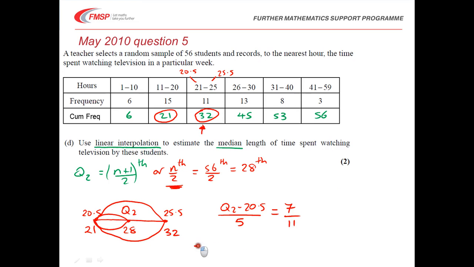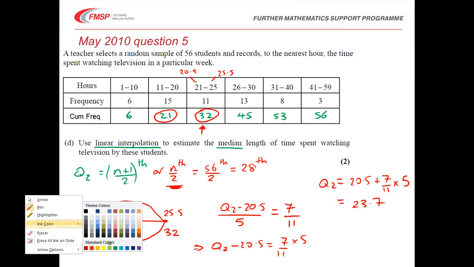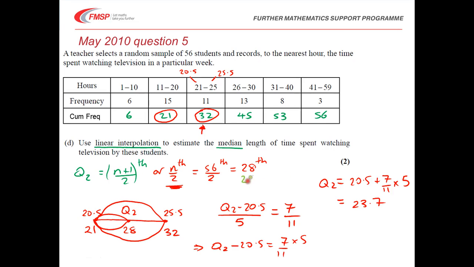Okay, so a little bit of rearranging. We're going to get Q2 minus 20.5 equals 7 times 5 over 11. Again, it doesn't matter where that over 11 goes. So Q2 would be equal to 20.5 plus 7/11 times 5, which is what's on the mark scheme. Okay, so if you calculate that, that's going to give you 23.7. Now, of course, as I said, you could have used n plus 1. Okay, so if you've used n plus 1, we're looking for the 28.5th value instead. So this would be 28.5. This would end up being 7.5, and you would get an answer of 23.9.